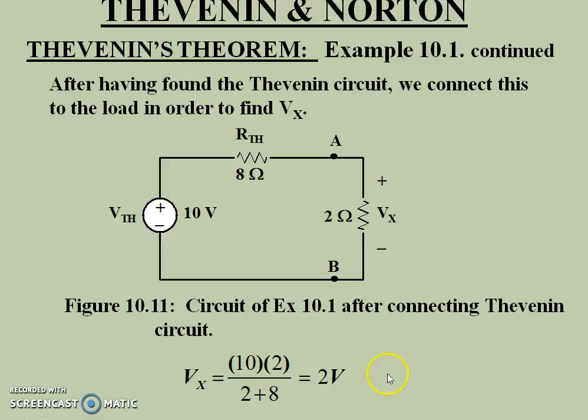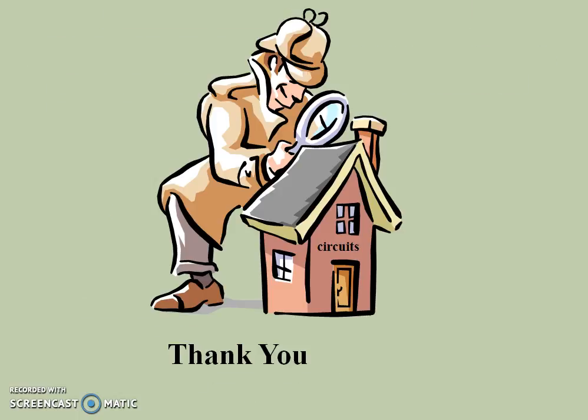Now this is the Thevenin voltage, 10 volt, that we have already calculated. This is the Thevenin resistance, 8 ohm, and 2 ohm is the load resistance. So from this simple circuit we can find the voltage Vx, that is 10 into 2 divided by 2 plus 8, that is 2 volt. So in this way we can find the voltage by using Thevenin's theorem. Thank you.